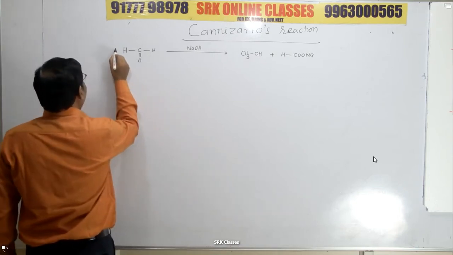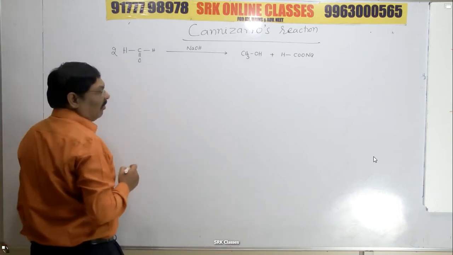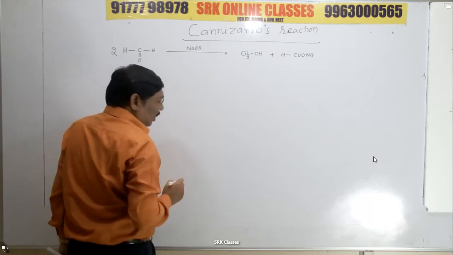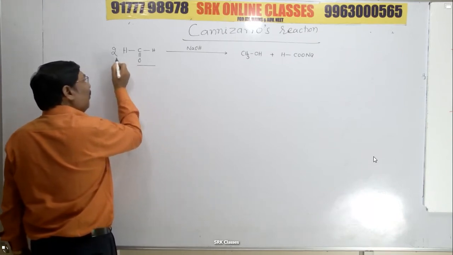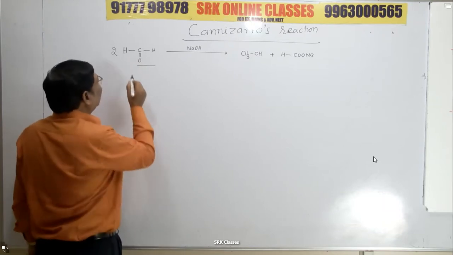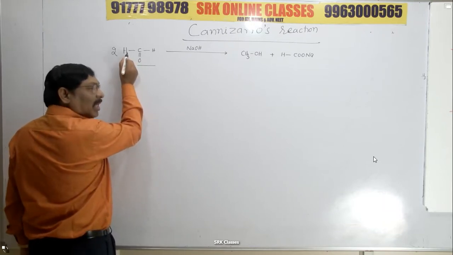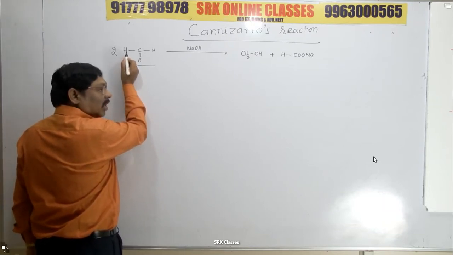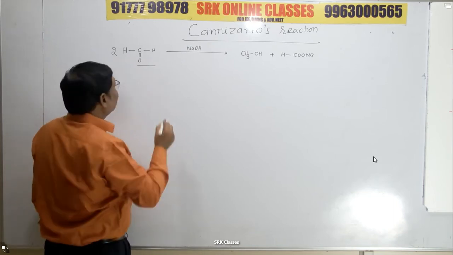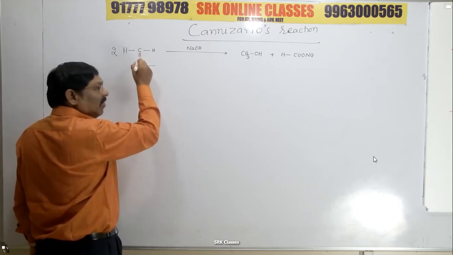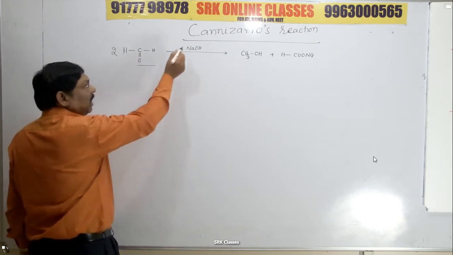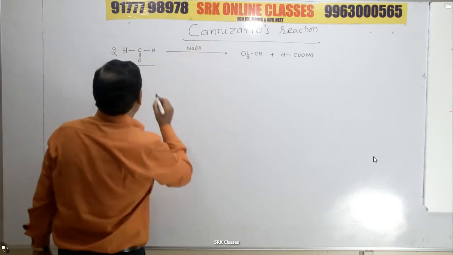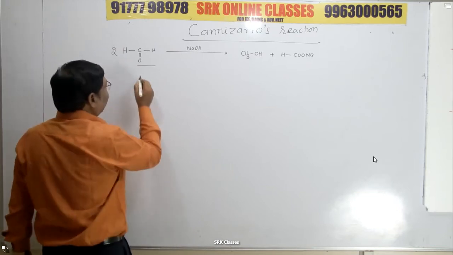Now we are starting with 2 moles of carbonyl compound. Look here, this is the functional group. The carbon next to the functional group is called the alpha carbon. There is no carbon atom here, so there is no alpha carbon, and therefore no question of alpha hydrogen. So this compound does not have alpha hydrogen. If alpha hydrogen is not present, it undergoes the Cannizzaro reaction. 2 moles of formaldehyde we have taken.